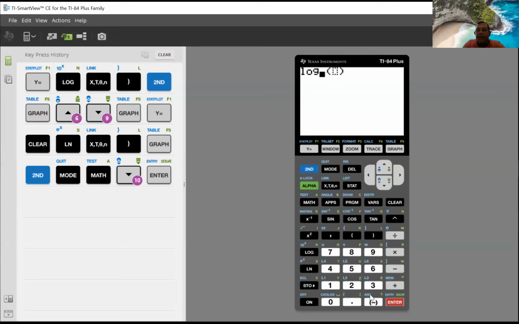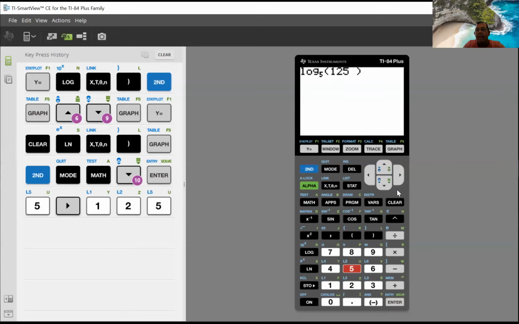And y'all put in your 5, which is your base. Your result was a 125. So now when we hit enter, we'll have the exponent that turns that 5 into a 125. And y'all, there we go. It is a 3. So we can use the calculator for all these logarithm problems.